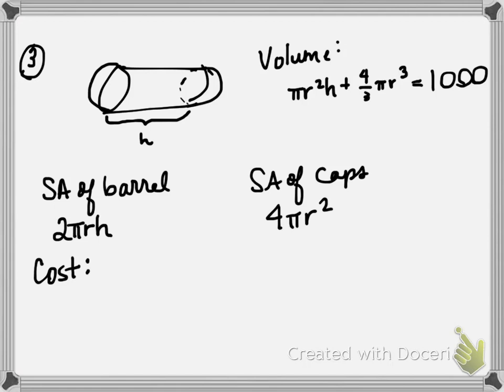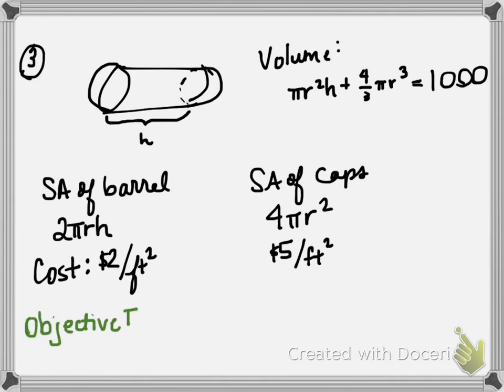So the cost of each type of metal is going to be $2 per square foot for the barrel and $5 per square foot for the caps. So total, for our objective function, which is the total cost, we're going to get 4 pi RH plus 20 pi r squared.